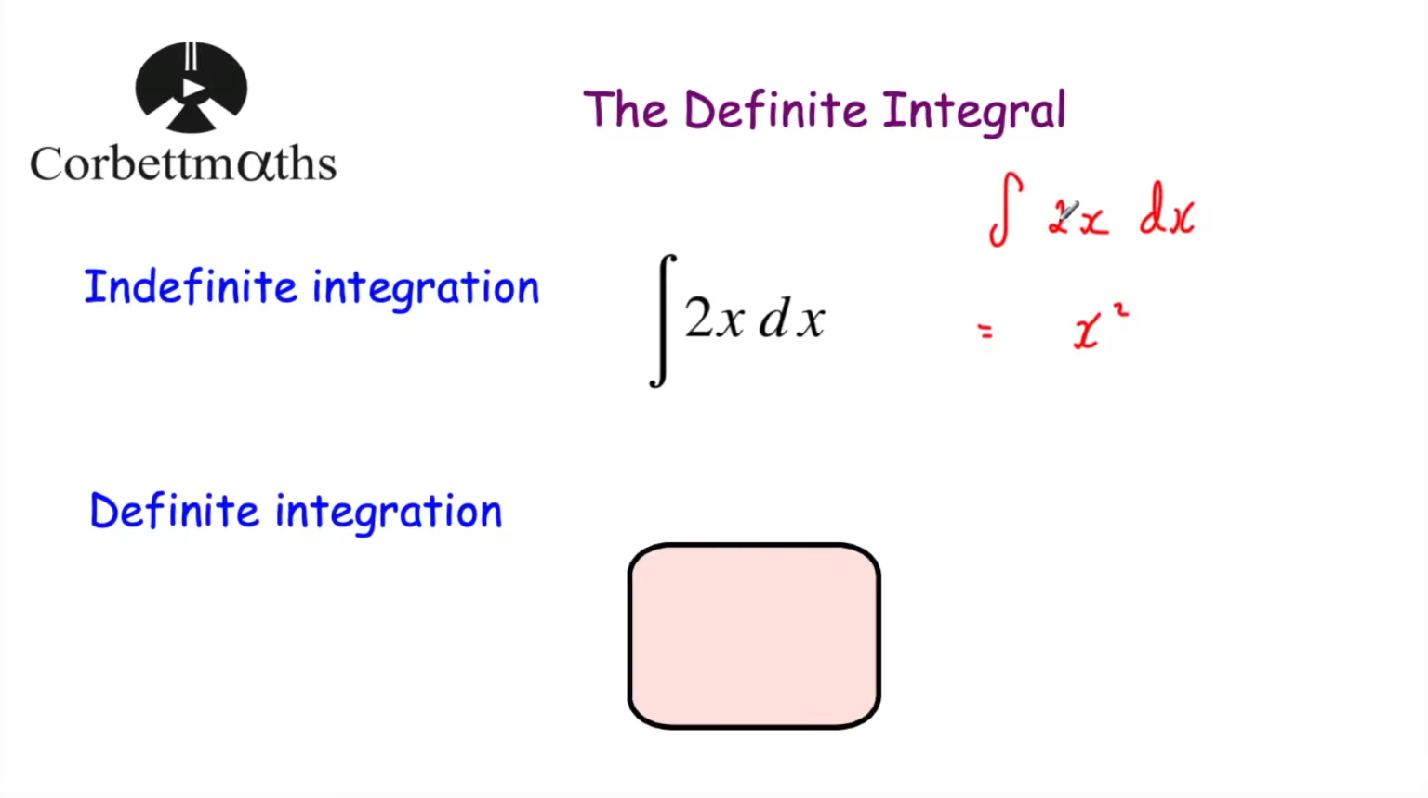And then we'll divide the coefficient by that new power. So 2 divided by 2 is equal to 1. So we're not going to write 1x squared, we'll just write x squared. But then we had that plus c on the end. And that plus c, we didn't know what it was, that constant of integration.